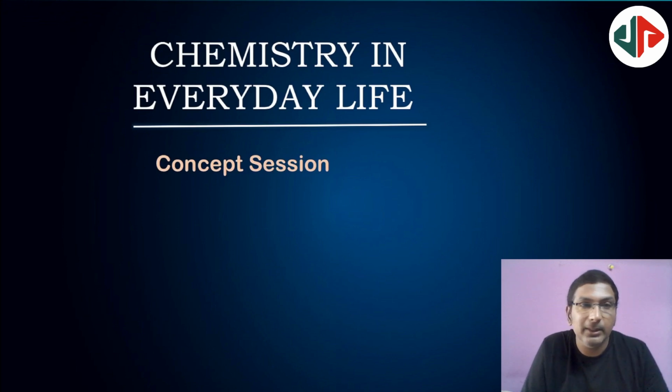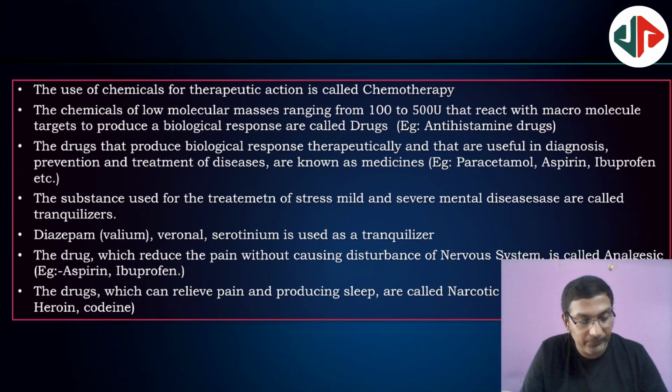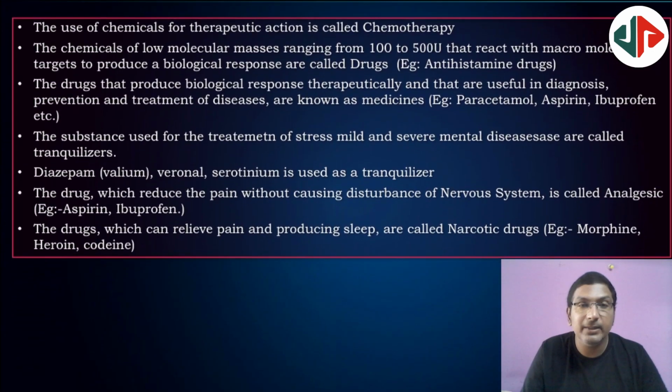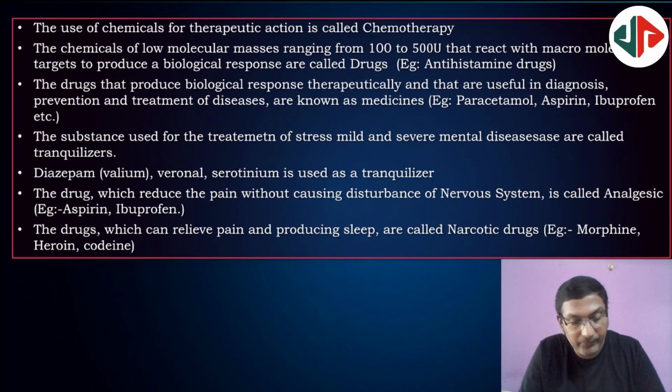In this video, I am going to explain about chemistry in everyday life. So first we will discuss the synopsis. Here the first definition is chemotherapy. That means the use of chemicals for therapeutic action, that means therapy by using chemicals, is chemotherapy.